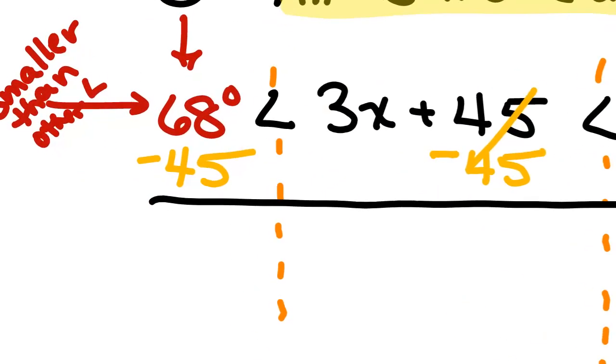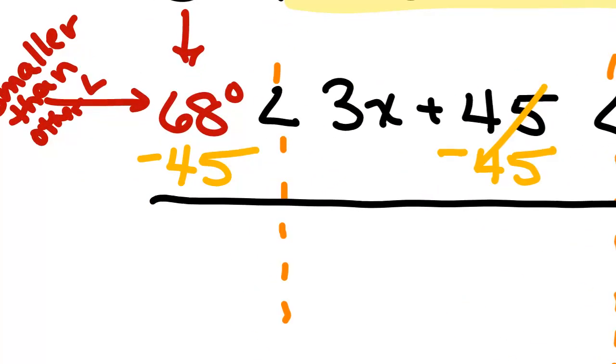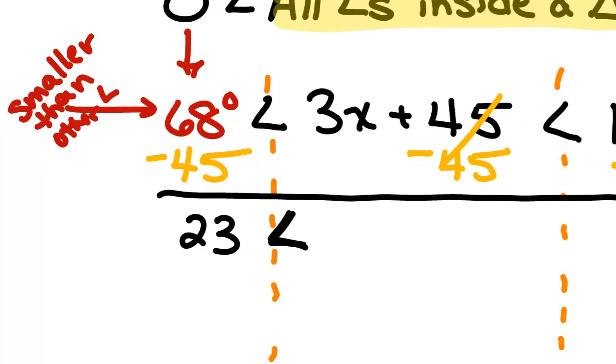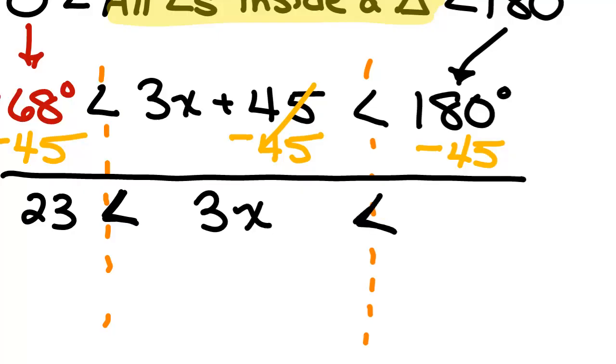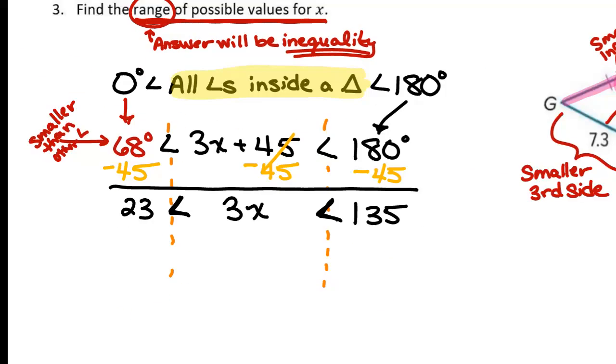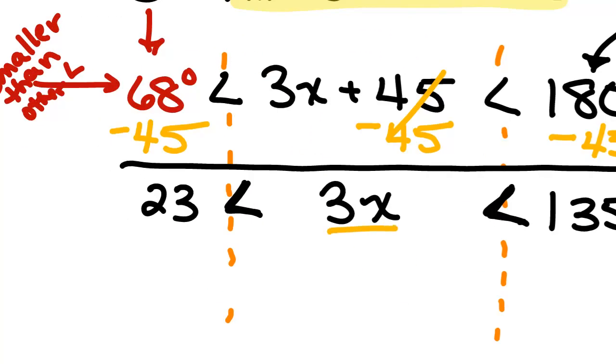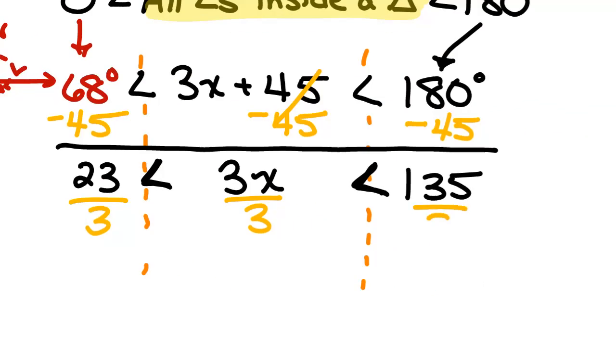All right, so what is 68 minus 45? 23. So I have 23. I'm going to bring down my inequality here. The only thing I have left in the middle is 3x. Bring down this inequality here. What is 180 minus 45? 135. How do I get rid of that 3 that's in the middle? Divide. And if I divide in the middle, where else do I need to divide? Yes, the other two sides. We're going to divide these sides by 3.